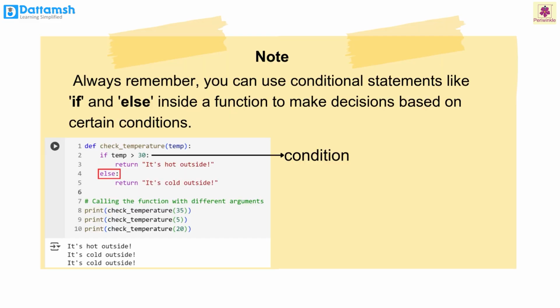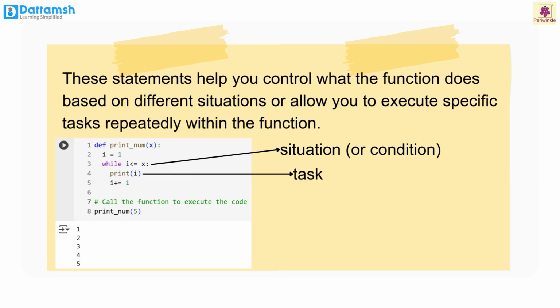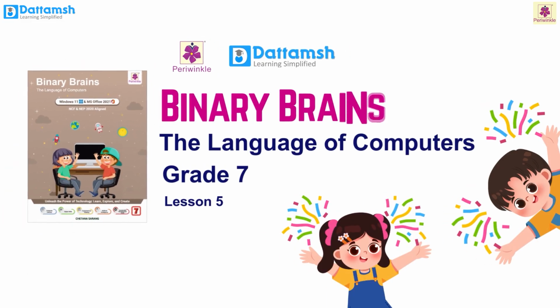Always remember you can use conditional statements like if and else inside a function to make decisions based on certain conditions. Similarly, you can use looping statements like for and while to repeat actions or perform tasks multiple times. These statements help you control what the function does based on different situations and allow you to execute specific tasks repeatedly within a function.